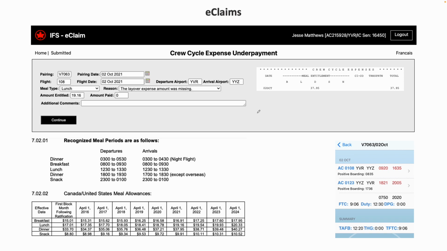The amount entitled, based on the rates in effect as of April the 1st, 2021. The amount entitled for lunch is $19.16. So that is the amount to put into the amount entitled field. And then over in amount paid, we indicate how much was actually given to us. We can see in the crew cycle expenses table that there was nothing given to us whatsoever. So the amount paid would also be 0.